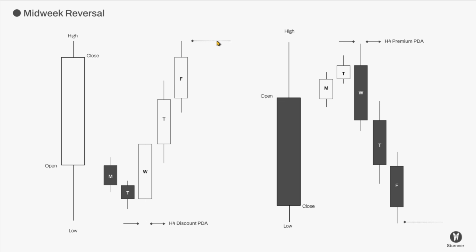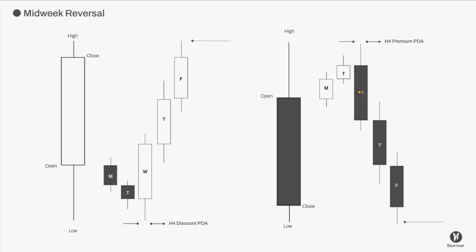The same idea applies in reverse for the bearish scenario. In a bearish midweek reversal profile, the market forms the weekly high on Wednesday after Monday and Tuesday trade higher against the true weekly direction. Price typically reaches into a key premium array or higher time frame level before reversing lower. Once the high is established, we anticipate bearish distribution throughout the remainder of the week as price expands toward the higher time frame liquidity objective.